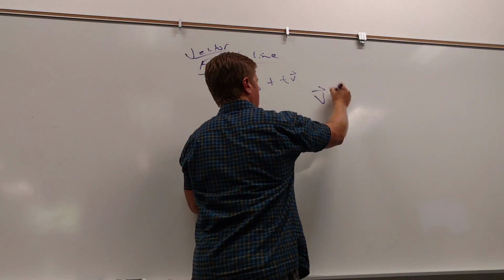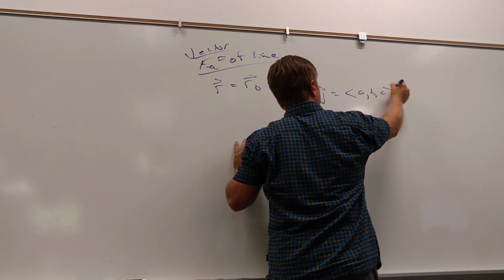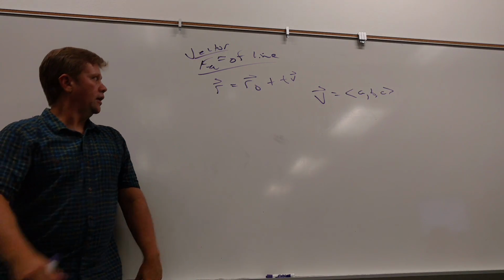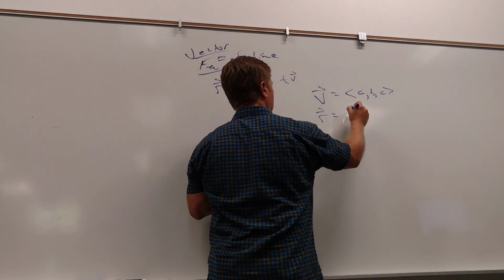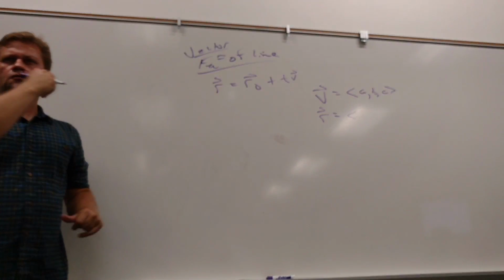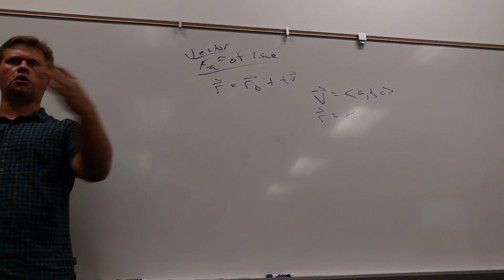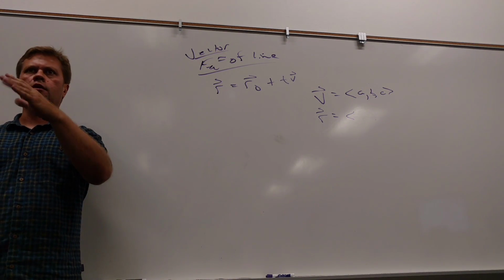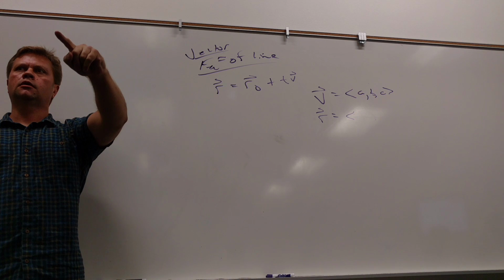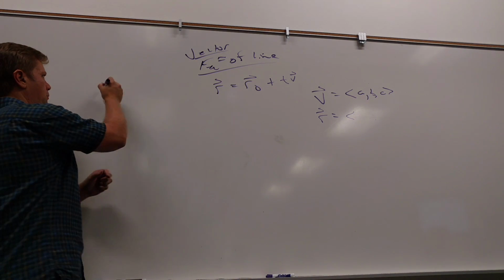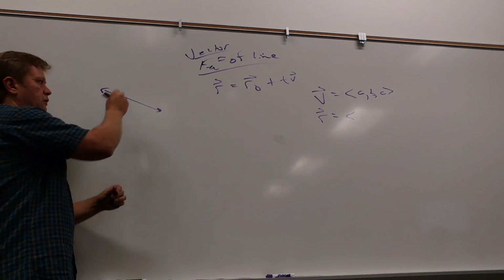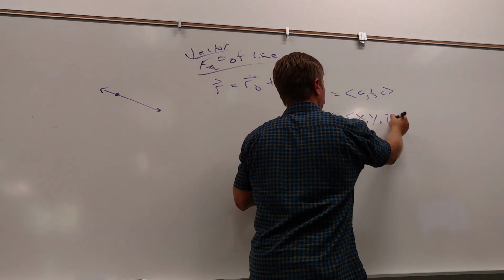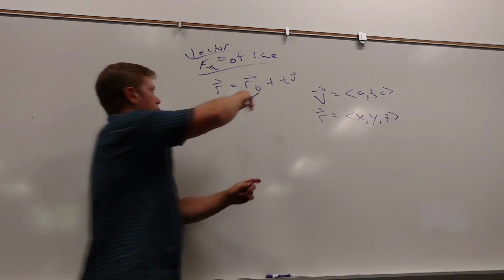If I call V A, B, C, so let's talk about the three dimensions, and R is my result. And like somebody said last time, it holds all of the variables in it at once. So what would R, the general R vector, look like? It's going to point to any point on the line. Give me a point on this line in 3D. Okay, good. So R is going to be X, Y, and Z. So what's R not going to look like?